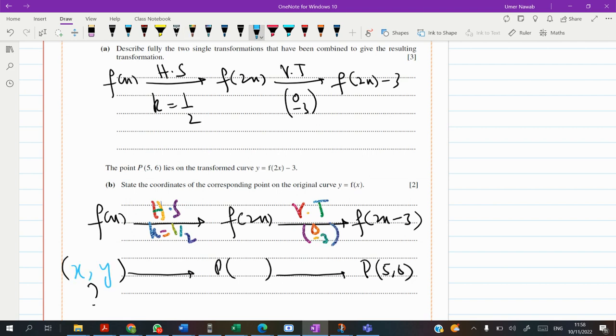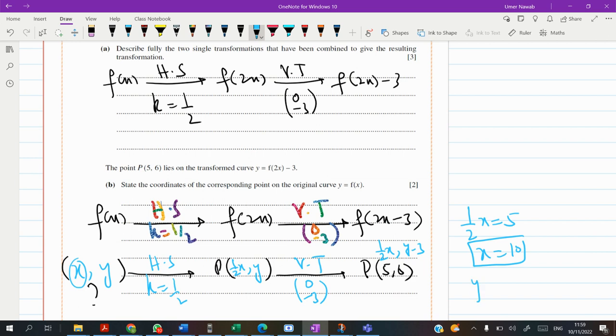I can write here (x, y), scale factor, this is horizontal stretch, scale factor half. Half means I need to multiply this number with half. You understand it? So (half x, y), horizontal stretch. Vertical translation, it is (0, minus 3). So you need to subtract 3 from it. So what will it become? It will become (half x, y minus 3). Am I right? Can you put them equal to each other? So half x is equal to 5. So x will become equal to 10. And y minus 3 is equal to 6. So y is equal to 9.